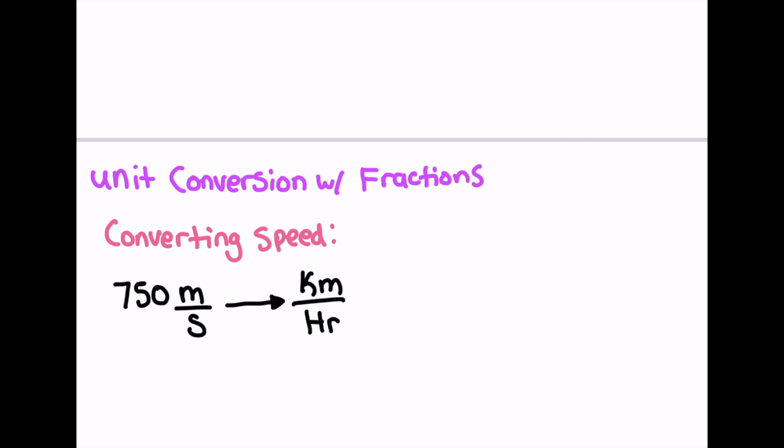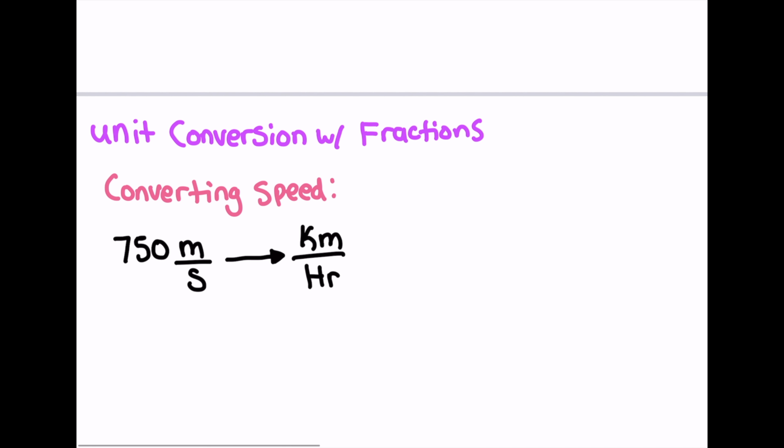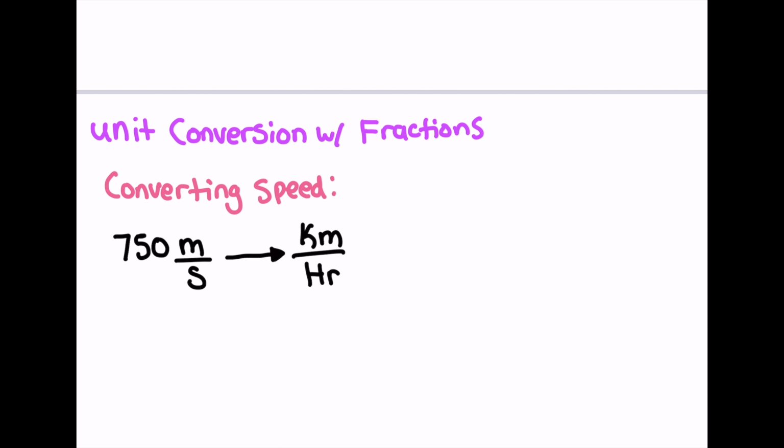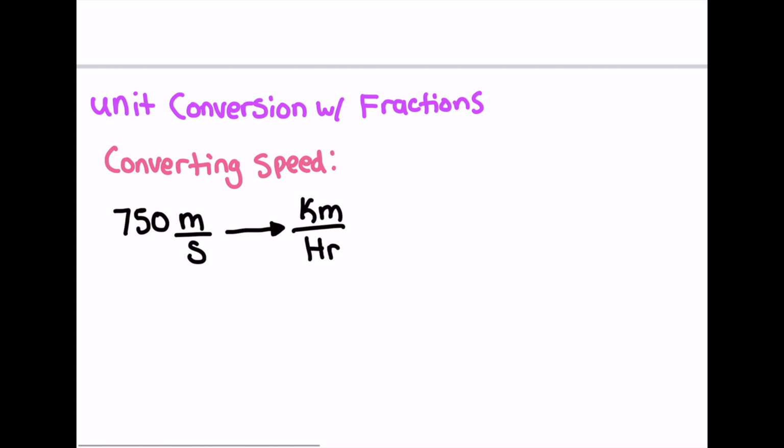So welcome to a video about unit conversions with fractions. I'll be going through two quick examples of how to convert units when you have them as a fraction. For the first example, we have converting speed. We have 750 meters per second, and we're going to try to convert that to kilometers per hour.